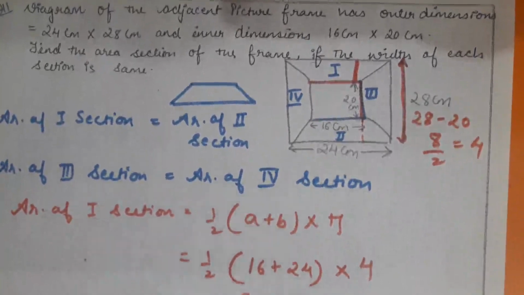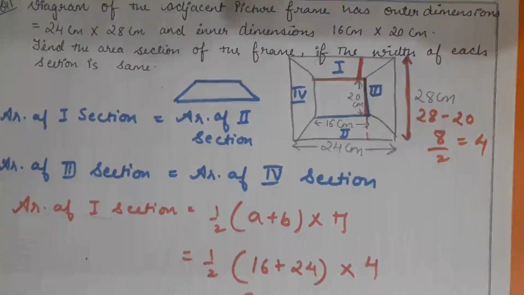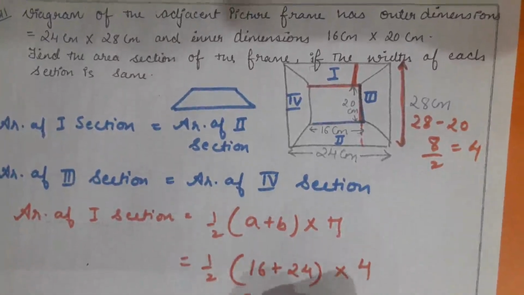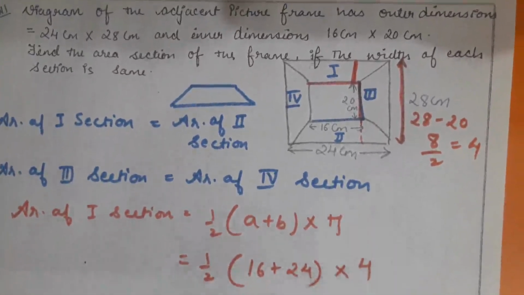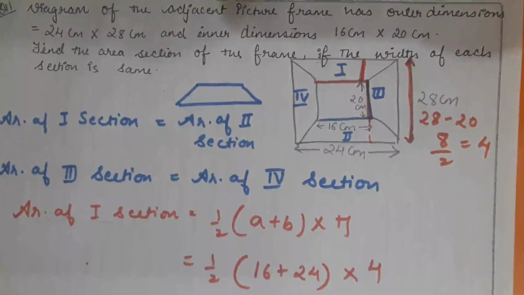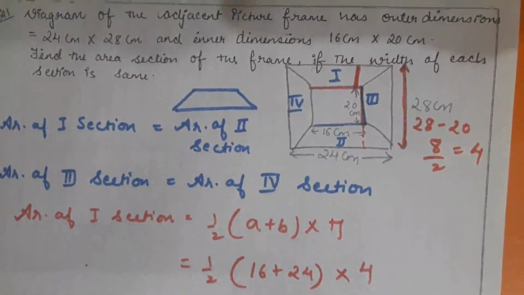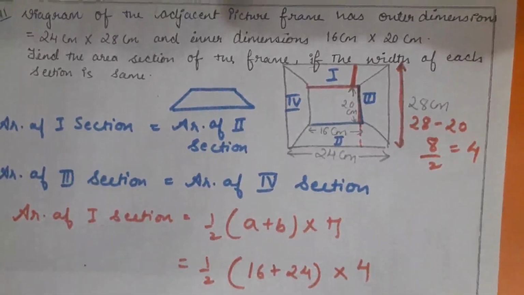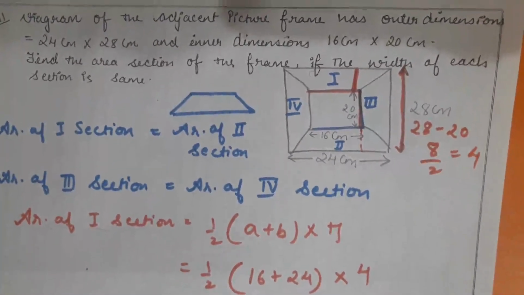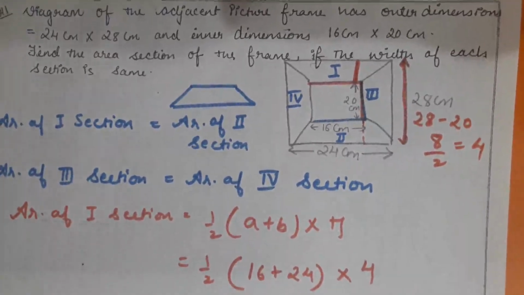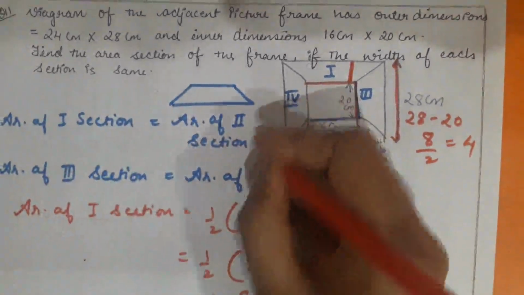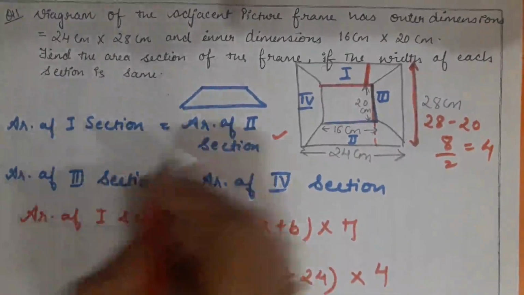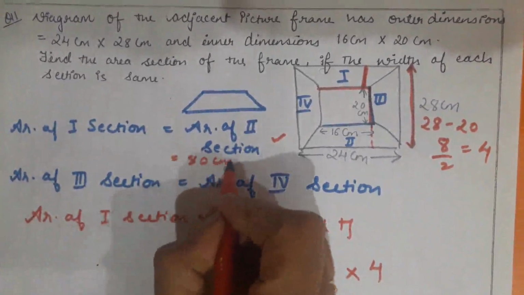Half into 16 plus 24 is 40, into 4. After solving this, you will get 80 centimeter square. Okay, so this is equal to the second section as well. Getting my point? So this much I have solved. Area of first section is equal to area of second section, which means equal to 80 centimeter square.